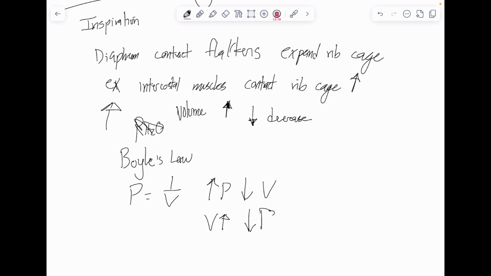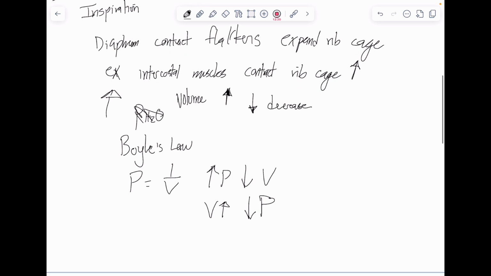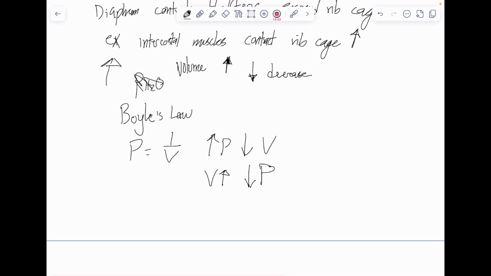We have another law. We'll talk about that later. Actually, no, this law is important. So we have Laplace's law. Actually, let's finish right now.